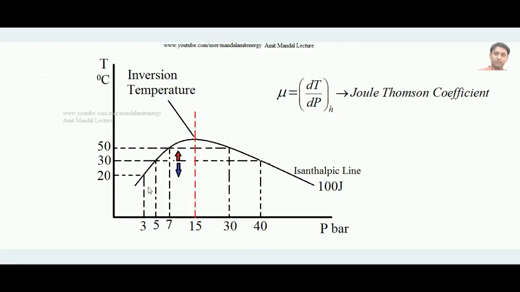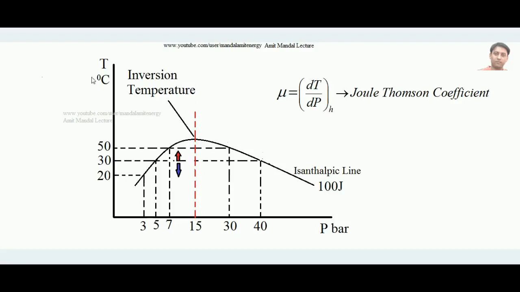But in case it is throttled from 40 bar to 3 bar, you see that at 3 bar the temperature is 20 degrees. In this case it will cool down. In case the gas is throttled from 40 bar to 5 bar, you see that at 40 bar, according to this isenthalpic line, the temperature is 30 degrees, and at 5 bar also the same temperature of 30 degrees. So no change in temperature will take place in case the same gas is throttled from 40 bar to 5 bar. So this is what the Joule Thomson effect is.